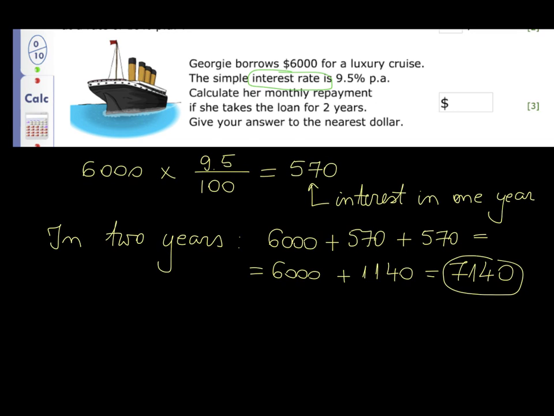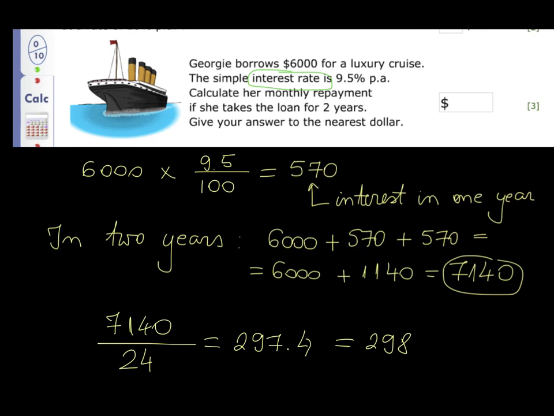But he needs to give it back over 2 years. So the question asks how much he needs to pay back every month. So he needs to pay back 7140 over 24 months, because in 2 years we have 24 months. So 7140 divided by 24 is 297.5, which to the nearest dollar is 298.